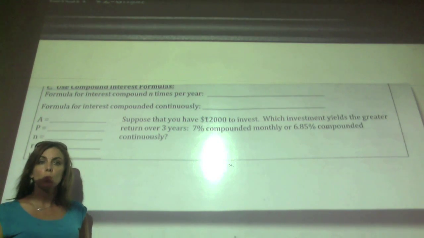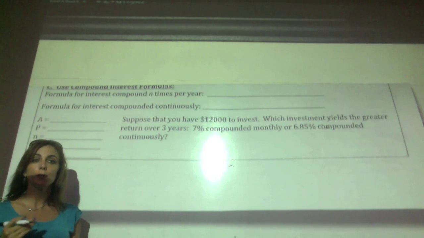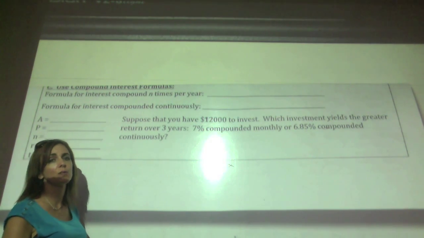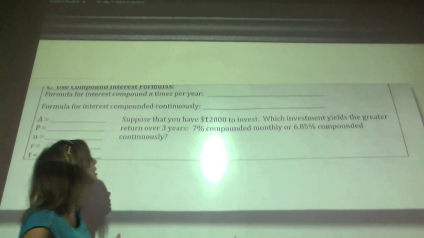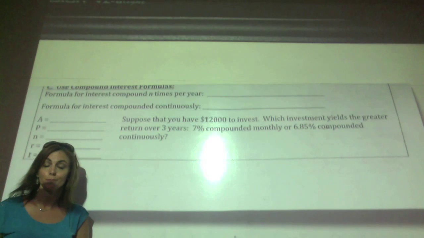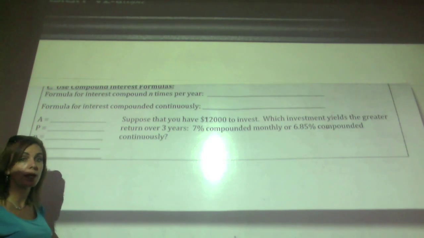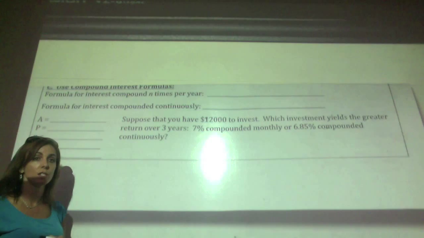So in this video, we're going to discuss how to use compound interest formulas, when to use which one, and how to use your technology to make calculations using your compound interest formulas. The first thing you need to know is that there are really two main formulas, and we are going to talk about both of them and when to use them.